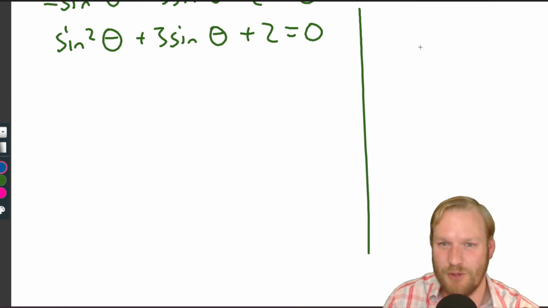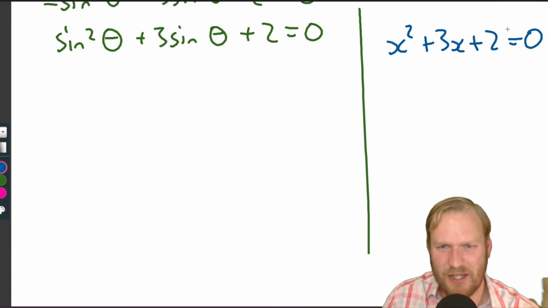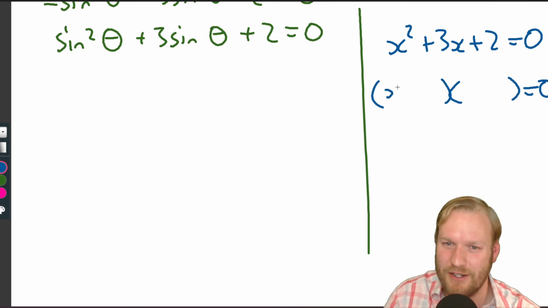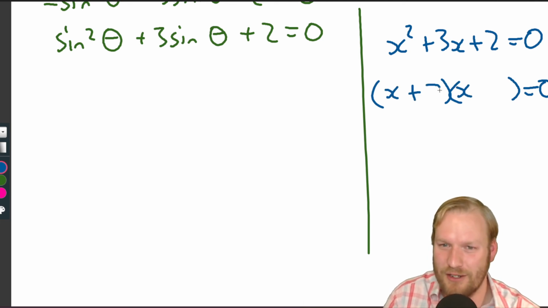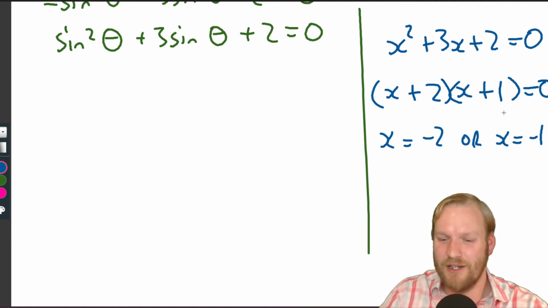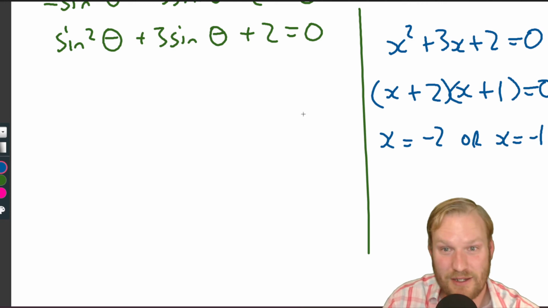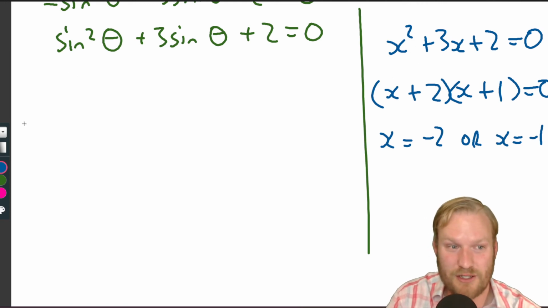Compare that with, say, x squared plus 3x plus 2 equals 0. Well, that's easy. You've done quite a lot of those. You go bracket, bracket. I know how to factorize a trinomial. There isn't really too much to do here. Plus 2, plus 1, x equals minus 2, or x equals minus 1, and we're done. Same idea here. Instead of x squared, we've got sine squared.